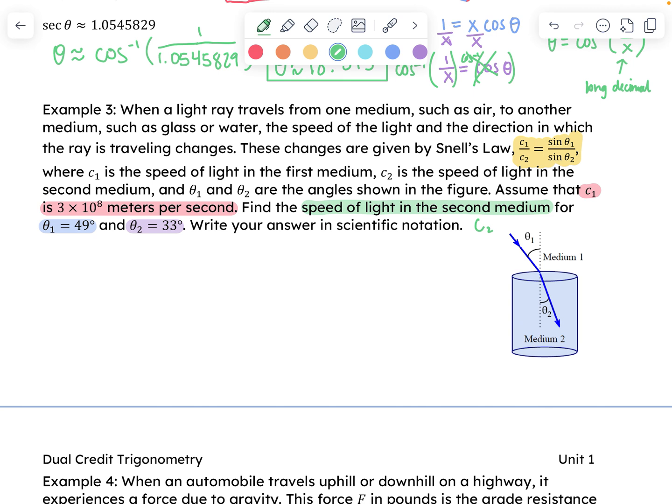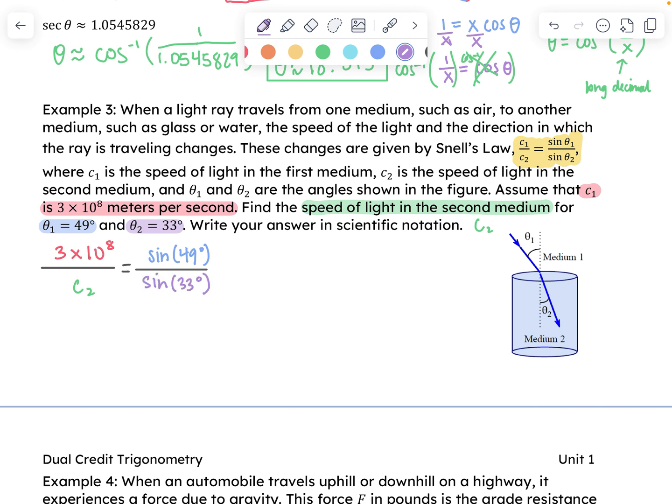So if C1 is 3 times 10 to the 8th, that's going to be the top of my first fraction. So over here, I'm going to have that 3 times 10 to the 8th. The C2 is what I'm trying to find, so I'm going to put that down in the bottom right there. Then it equals theta 1 is 49 degrees, so the top over there is going to be sine of 49 degrees. And theta 2 is 33 degrees, so the bottom is going to be sine of 33 degrees. So I just need to solve this equation for C2.